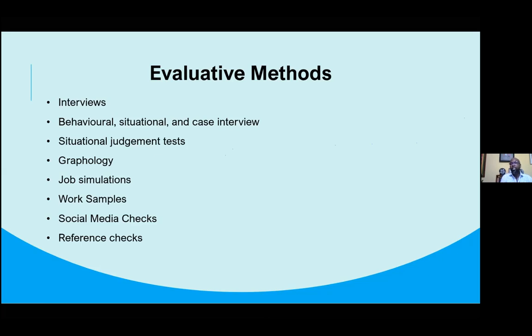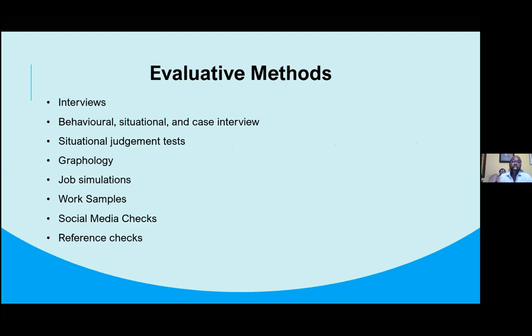Job simulations are required as well when it comes to pilots and other jobs where you have to show your competence. Work samples speak to jobs such as project management, where they actually ask you for a sample of your work, or if you're a marketer or an artist, a graphic designer.